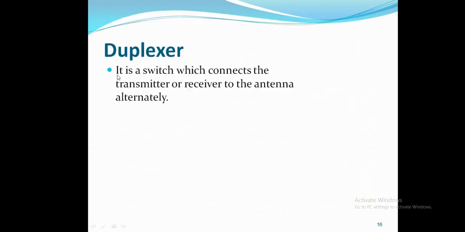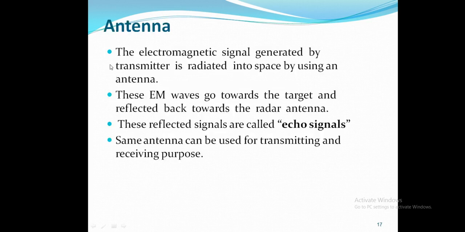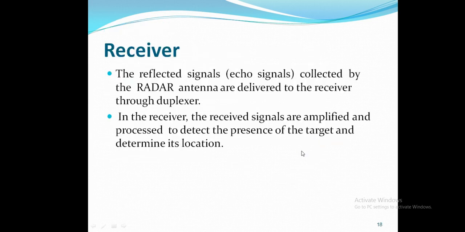Next, the duplexer. It is a switch which connects both transmitter and receiver to the antenna alternately. Antenna: the electromagnetic signal generated by the transmitter is radiated into space by using an antenna. These electromagnetic waves go towards the target and are reflected back towards the radar antenna. These reflected signals we call the echo signal. The same antenna can be used for both transmitting and receiving purposes.